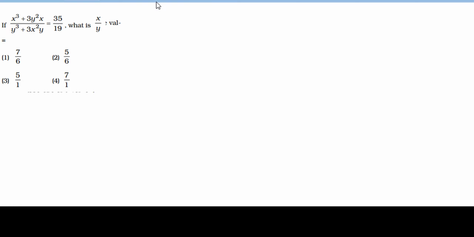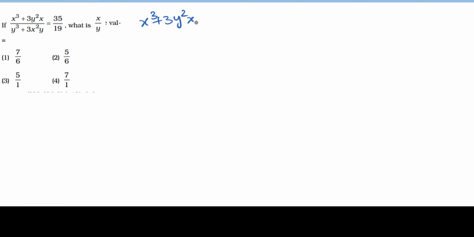x cube plus 3y square x by y cube plus 3x square y equal to 35 by 19. From here we can see if we add numerator and denominator, we get x plus y whole cube, and similarly if we subtract denominator from numerator, we get x minus y whole cube. So let's do something similar to componendo dividendo.